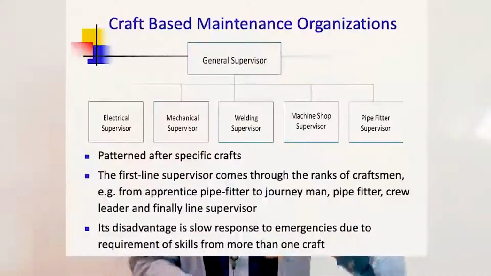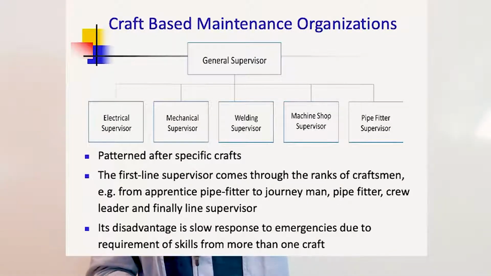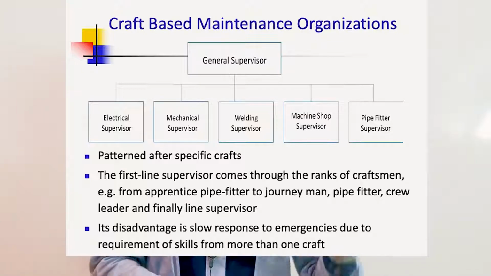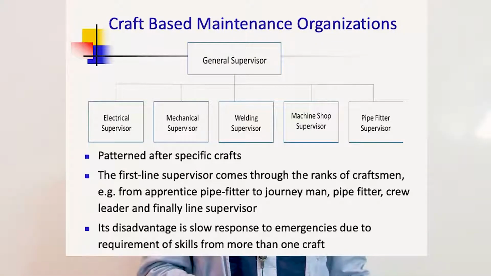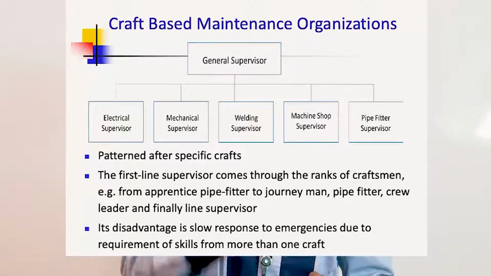Next, we look at the craft-based maintenance organizations. Here we have a general supervisor who oversees different supervisors based on their crafts. So we have an electrical supervisor supervising the electrical aspect of the operations, a mechanical supervisor supervising the mechanical aspect of the operations, a welding supervisor supervising welding and all related fabrication roles. Then we have a machine shop supervisor.